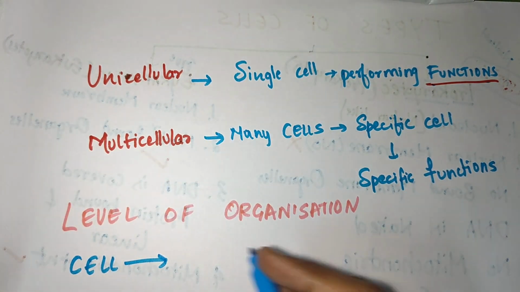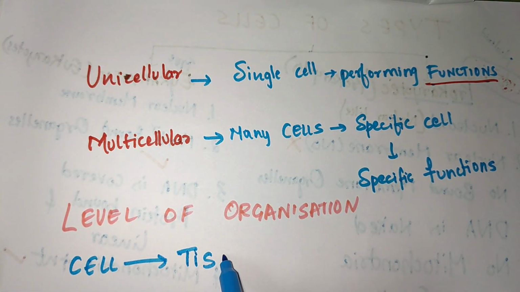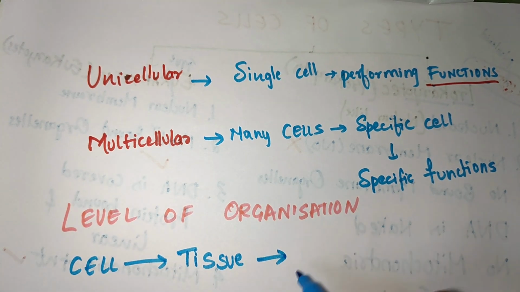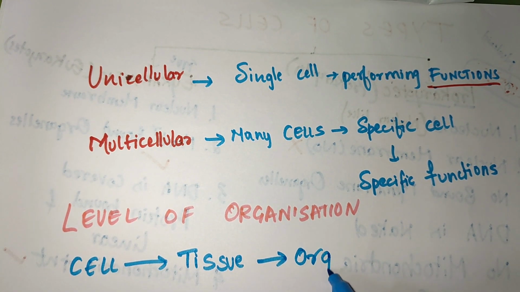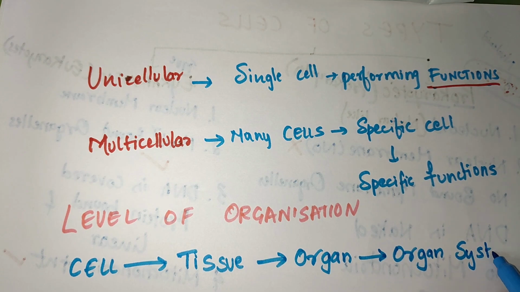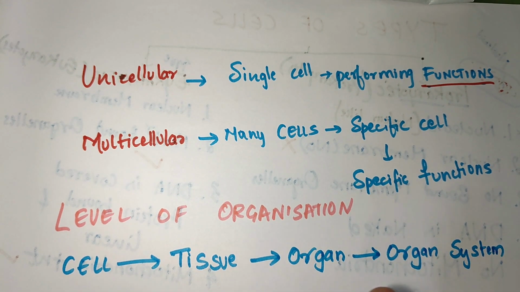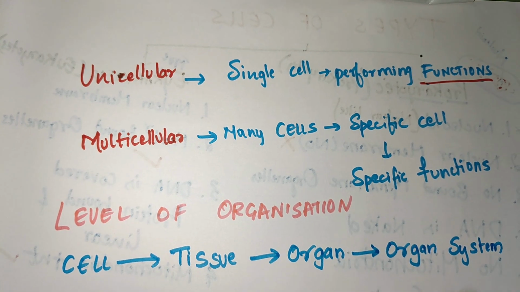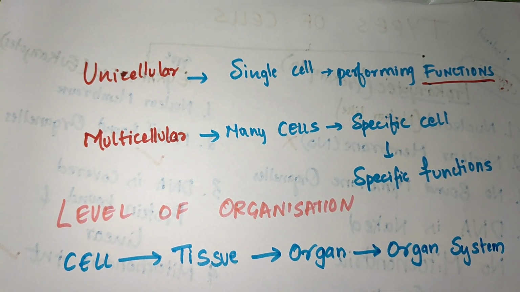बहुत सारे सेल मिलकर क्या बनाएंगे? It will form tissue. A lot of tissue together form organ, good, and the organ together form organ system. This is our level of organization. Many cells together form tissue, tissue to organ, and organ to organ system. This is about today's video.